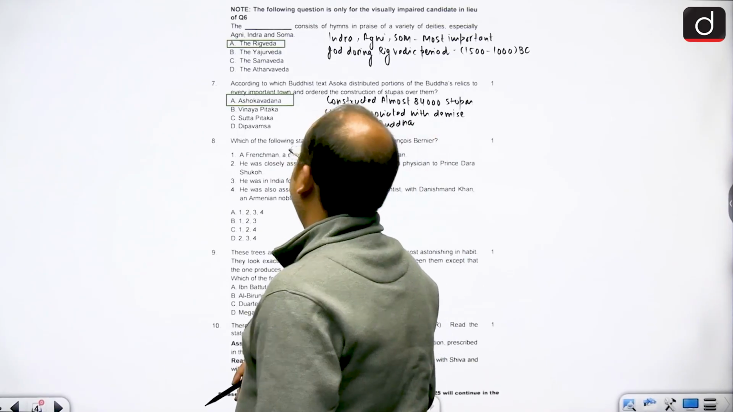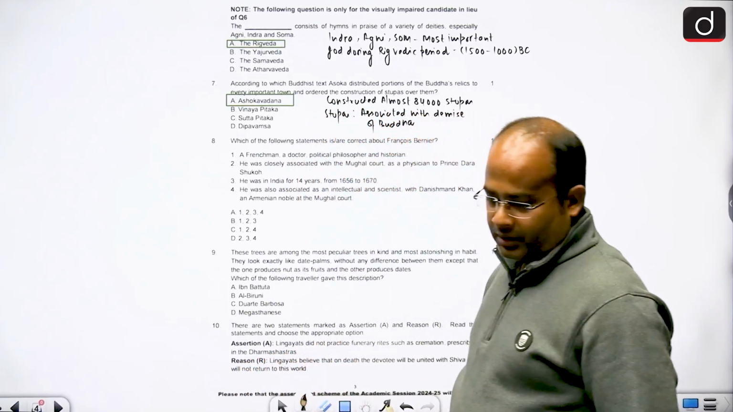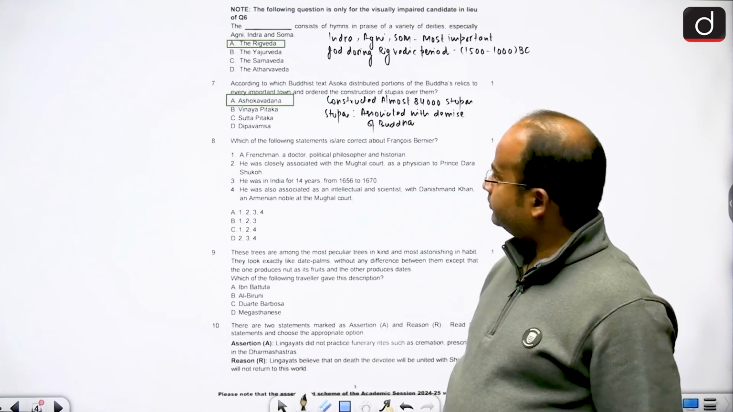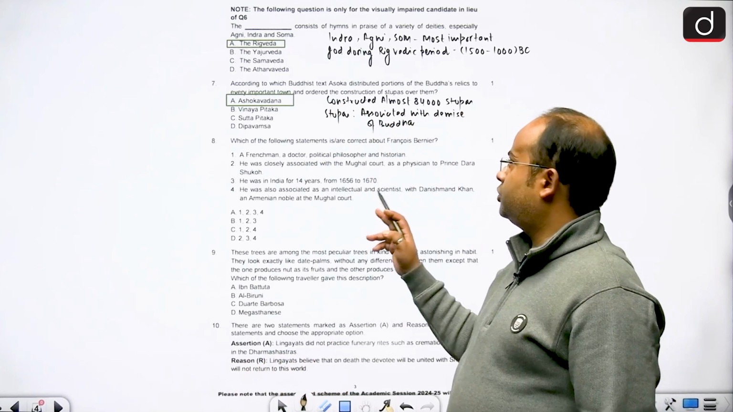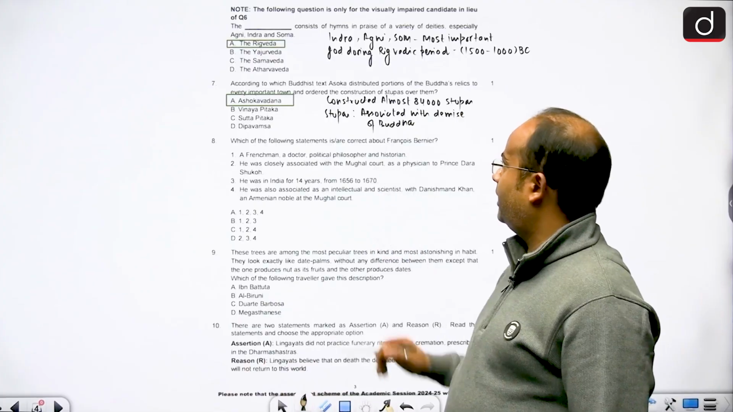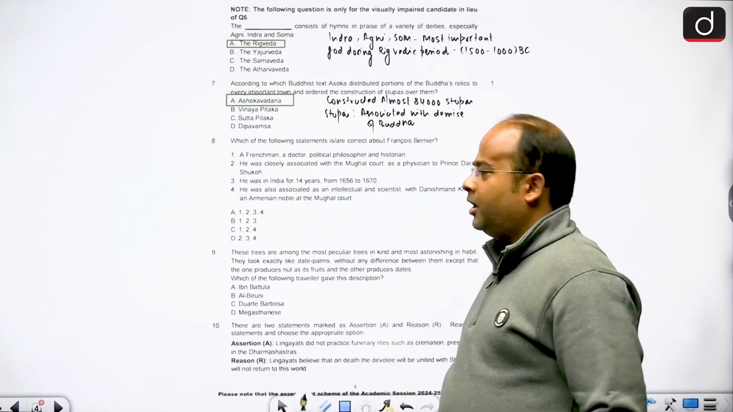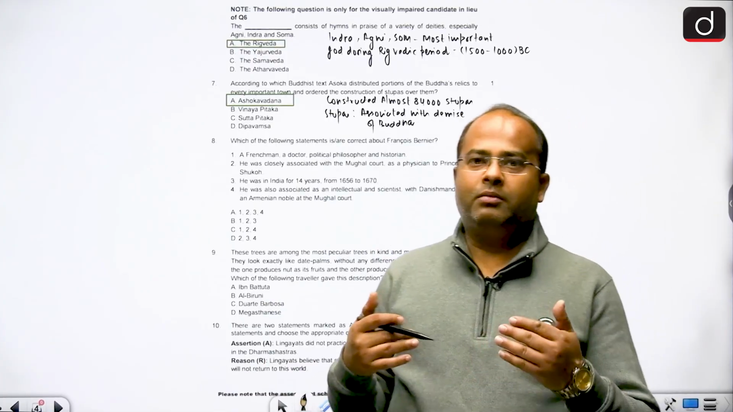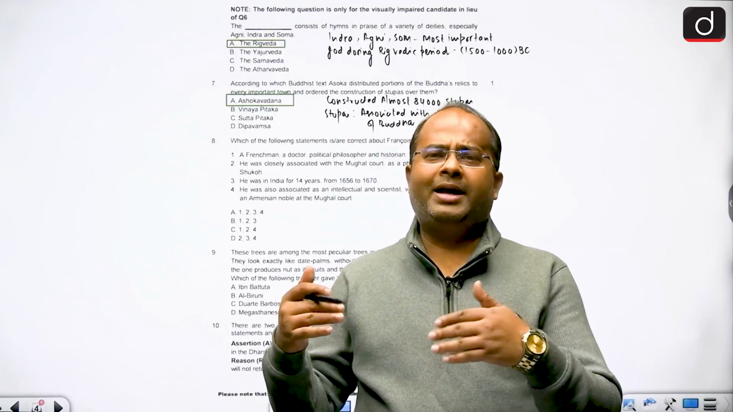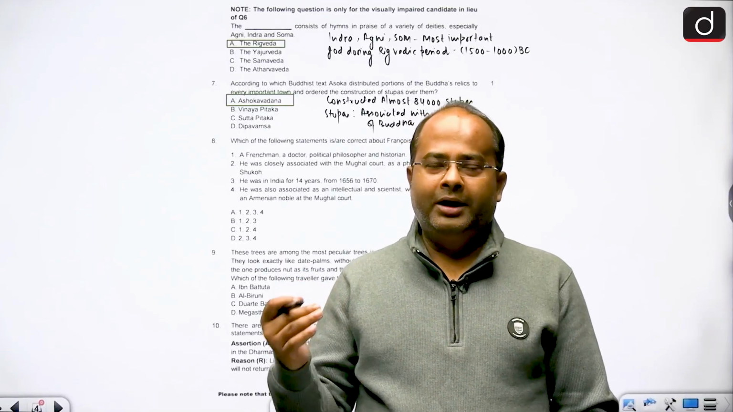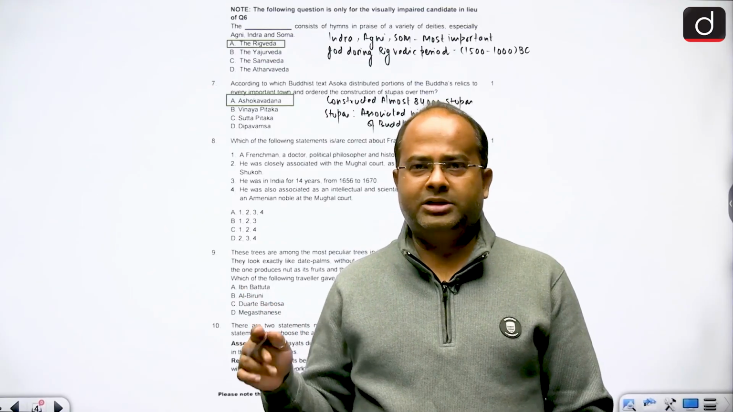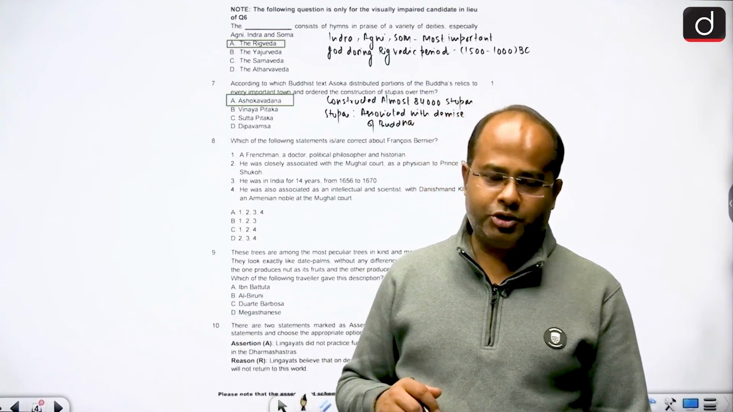They are associated with the demise of Buddha. Now my dear friends, the next question is which of the following statements is or are correct about Francis Bernier? So Francis Bernier was a historian and doctor, and he came during the time period of Shah Jahan for a better working opportunity.